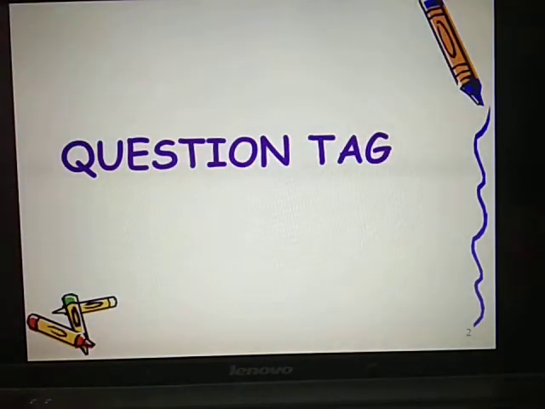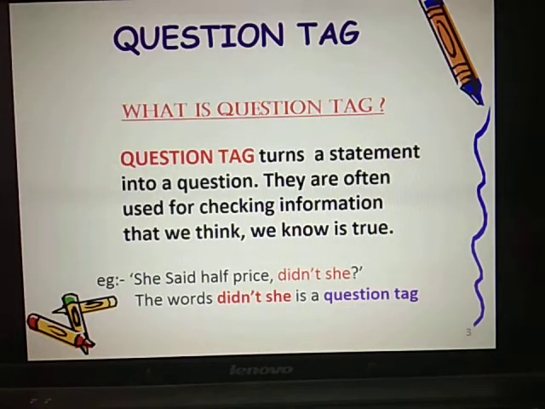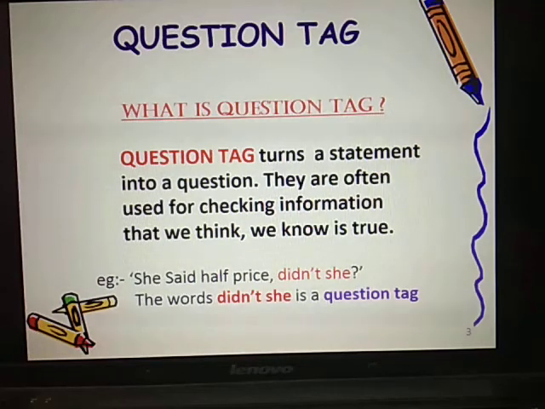So here we find the very first topic dealt with in the chapter is question tag. So what is a question tag? A question tag turns a statement into a question. Now what is a statement? The group of words when we write in a sentence form, that becomes a statement. So a question tag turns a statement into a question, means when you ask something, that is a question.